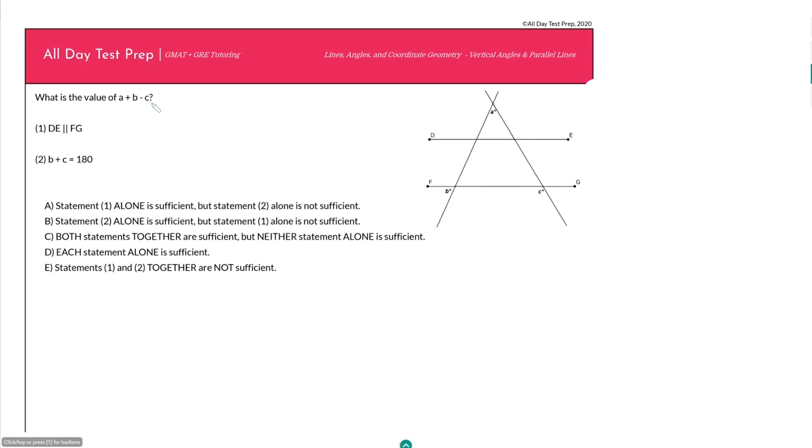My goal is to just form any equation involving A, B, and C equals something. And then I'm hoping that I can rearrange that equation to get to A plus B minus C, and hopefully A plus B minus C equal to a number.